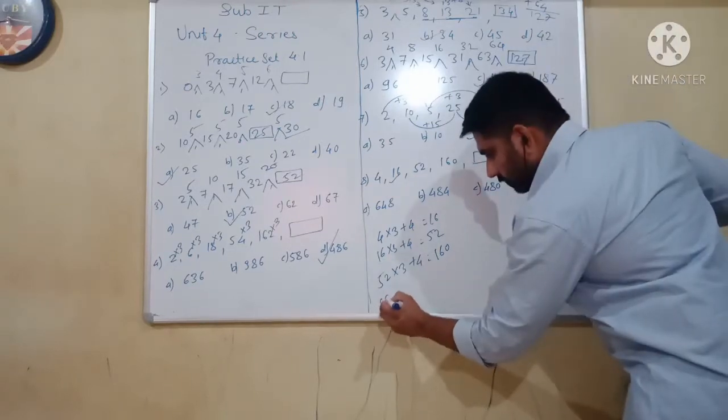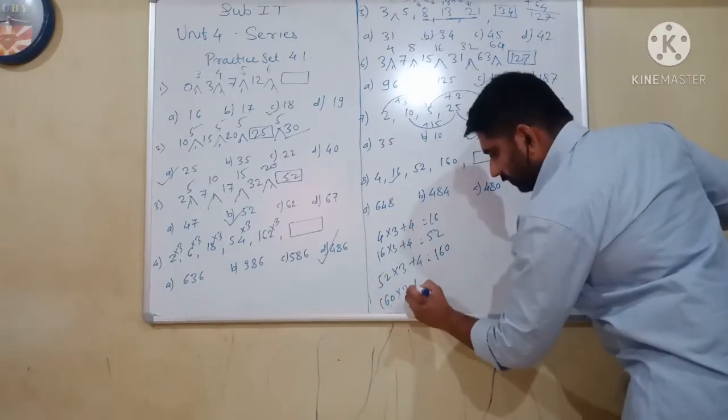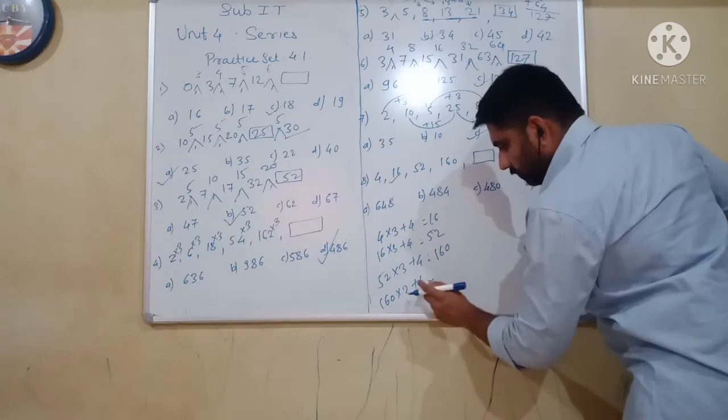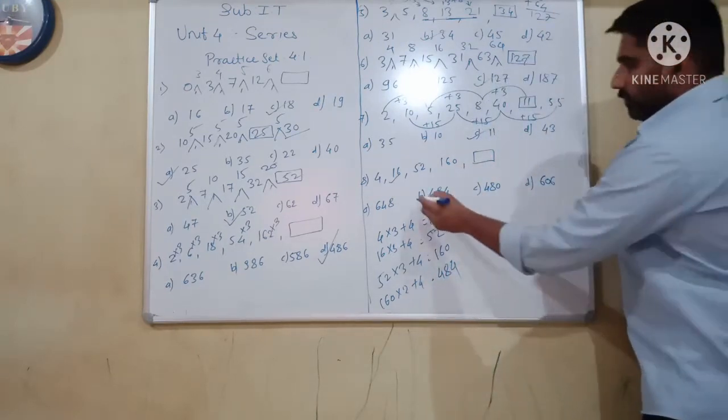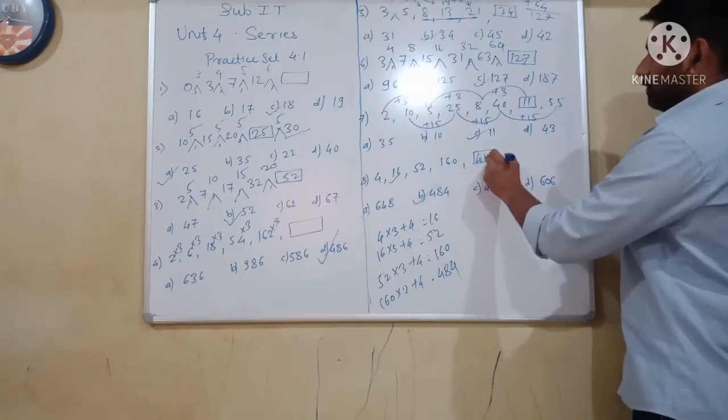Next, 160 into 3 plus 4. 160 into 3 is 480, 480 plus 4 is 484. So 484 is the answer, plus the option number.